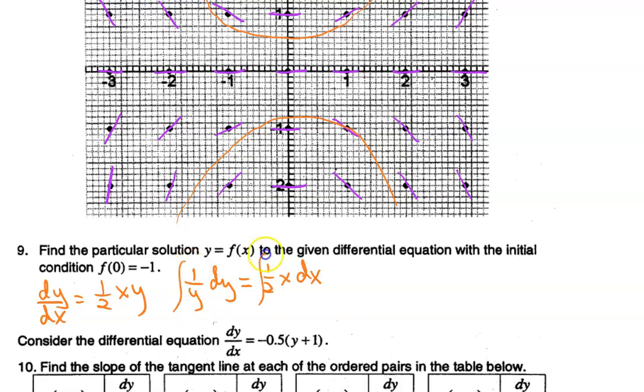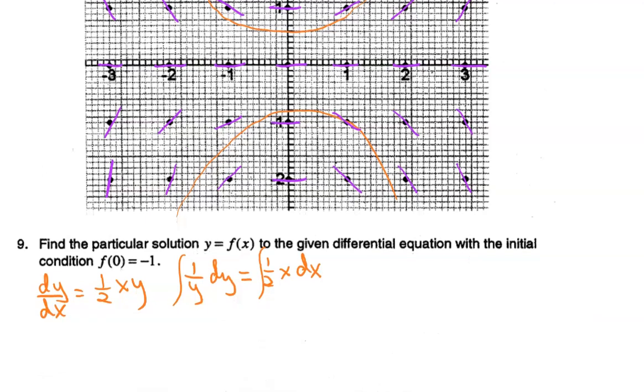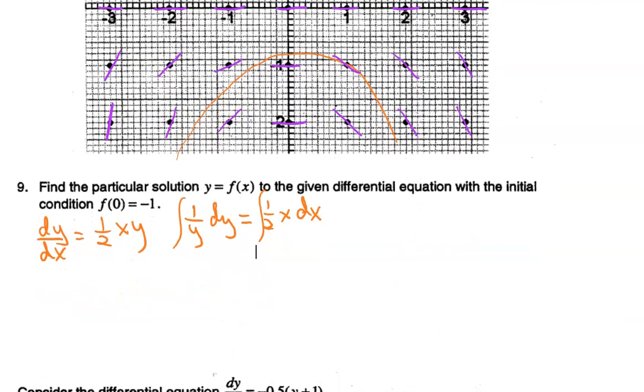dx, and then integrate both sides, and there we go. We have the natural log of the absolute value of y. Remember, this is the new formula that we introduced in 6.5, day 1, okay? And then over here, I have 1/4 x squared plus c. Now, this is something that we haven't done yet. If you would like to solve for y first and then plug in your initial condition, you are welcome to do so. Okay, I'm actually going to do this 2 different ways.